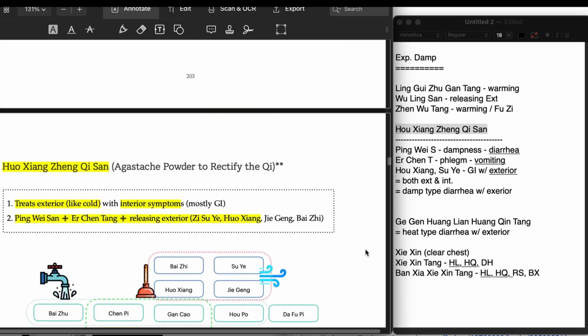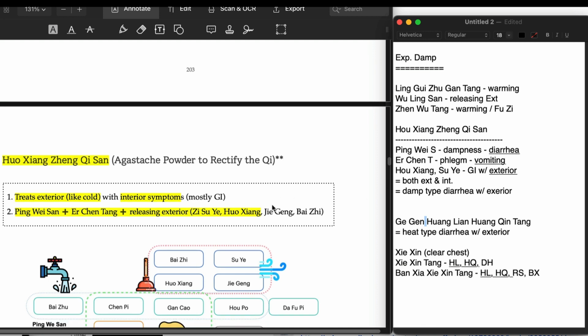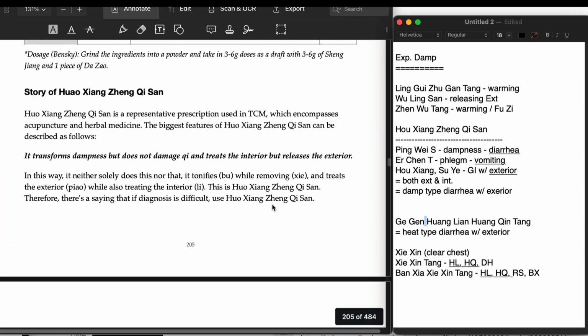And also remember Gegen Huangqin Huanglian Tang. What is the difference? Gegen Huangqin Huanglian Tang is colder and Huo Xiang Zheng Qi San is warmer. That is the only difference, and they both treat gastrointestinal symptoms with cold-like symptoms.